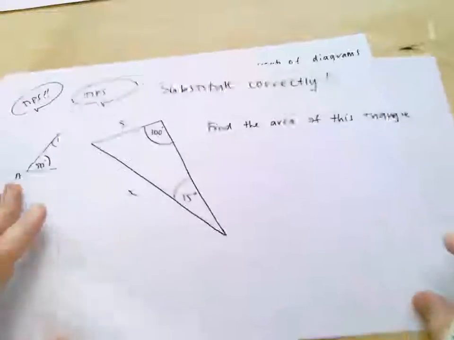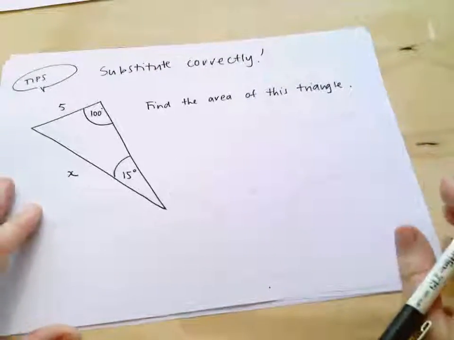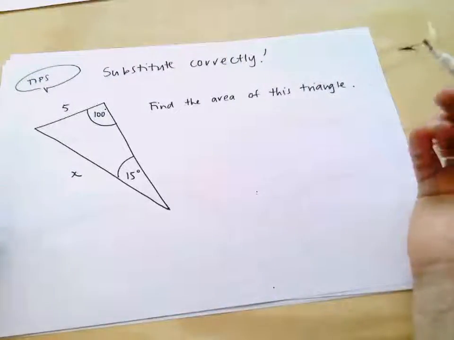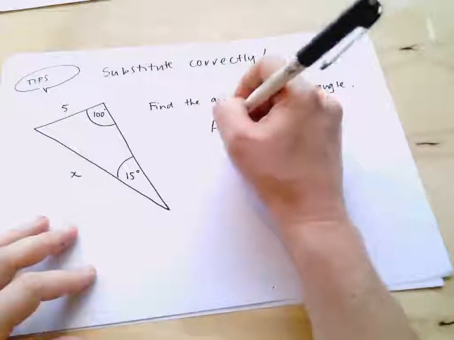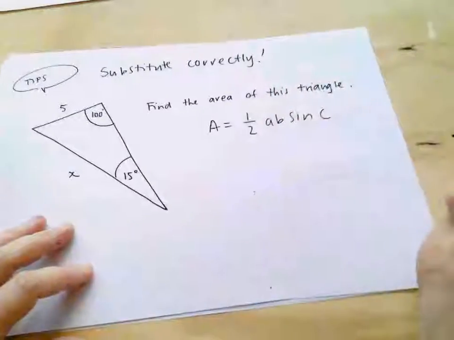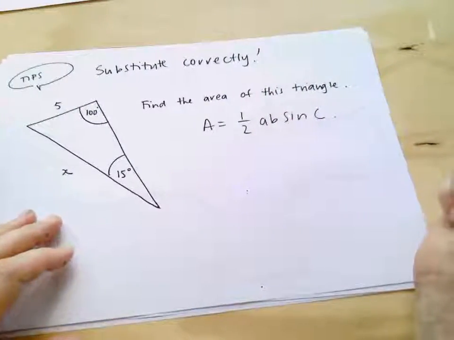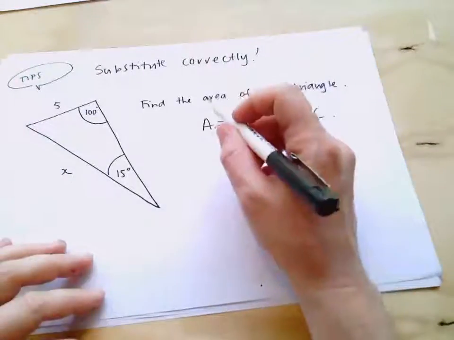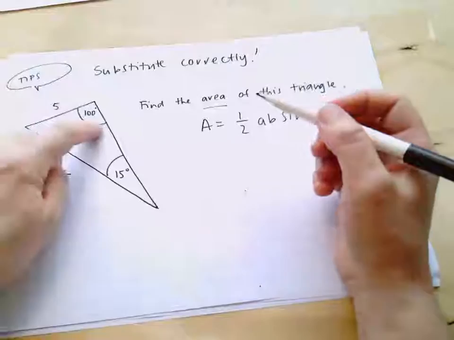Alright, next tip. Substitute correctly. So say, for example, in this question, you're asked to find the area of this triangle. You know that the formula you have to use is half AB sine C. Now, I guarantee that there will be a bunch of people who will look at this question and go, okay, area of the triangle, 515.